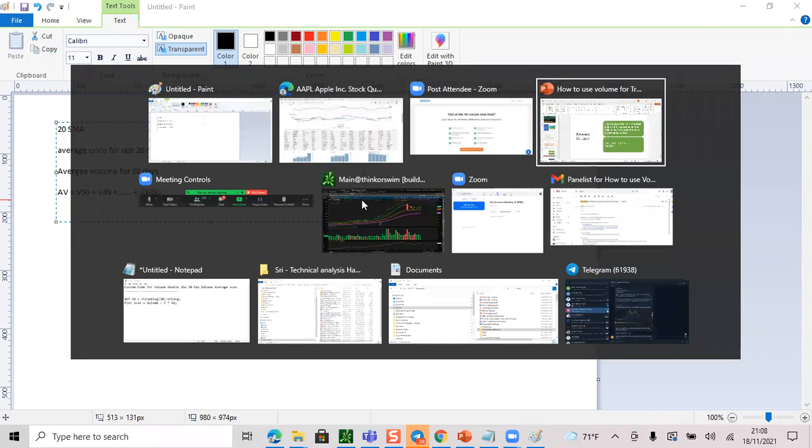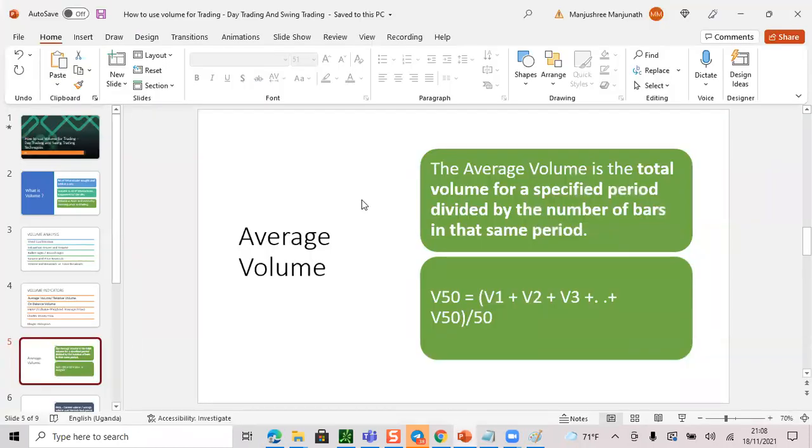If I look at my slides, the average volume is the total volume for a specified period divided by the number of bars in that same period. People usually consider average volume for the last 50 days. That is the standard, and I'm going to use it today. You can use 20, whatever is your comfort, but I would start with the average volume for the last 50 days.